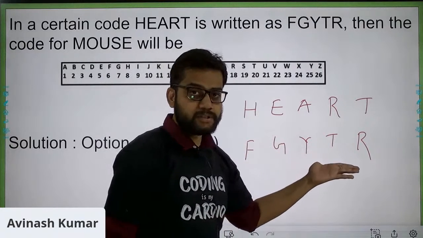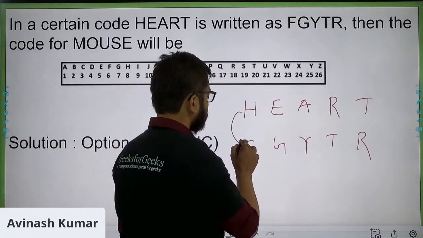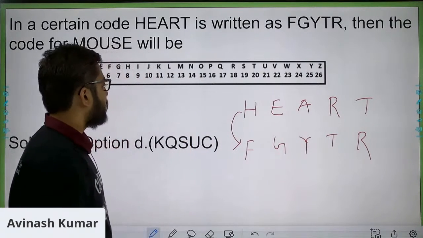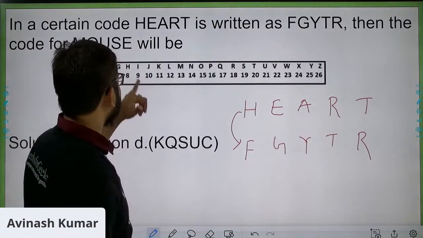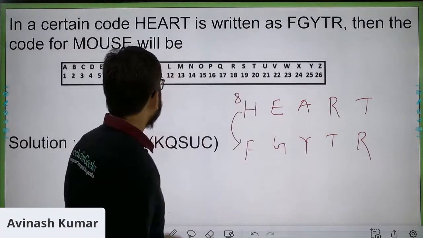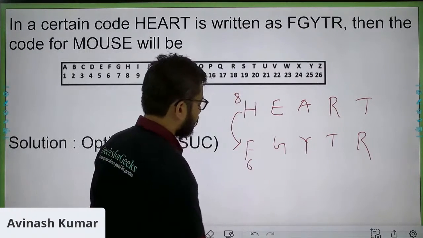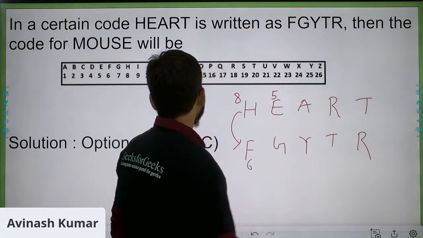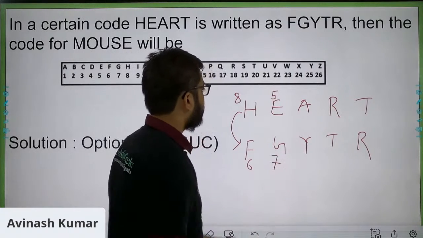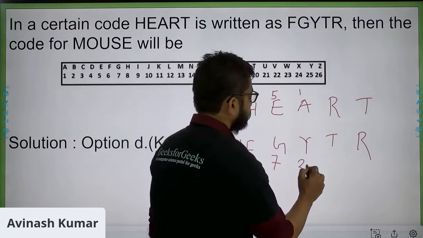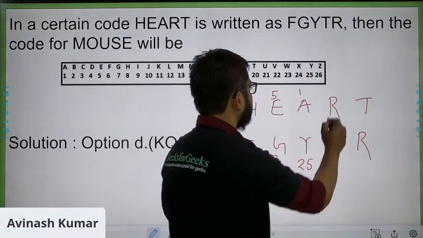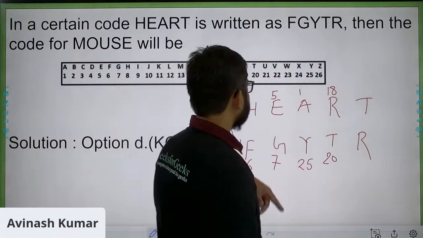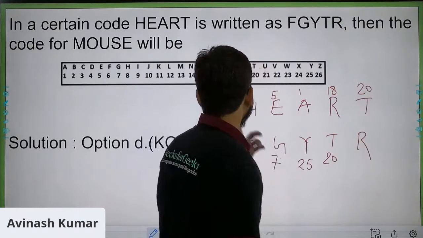In such a question, we find the relationship with the adjacent letter. Is there any relation between H and F? Let's see, what is the place value of H? H place value is 8 and F place value is 6. Now E is 5 and G is 7. A is 1, Y is 25, R is 18 and T is 20. Again T is 20 and R is 18.